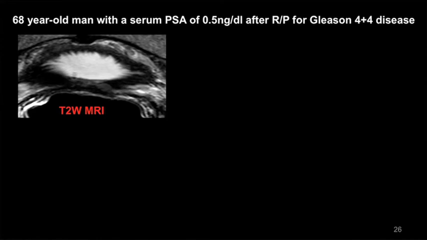We use also MRI in the setup of PSA recurrence, and this is an example for that. An 8-year-old patient with a serum PSA of 0.5 after a radical prostatectomy for Gleason 4+4 disease. The T2-weighted MRI shows a very subtle bean-shaped lesion at the superior anastomotic level on the left.